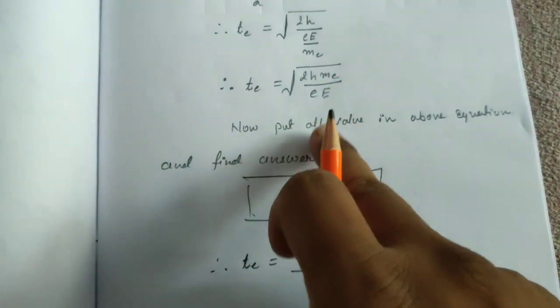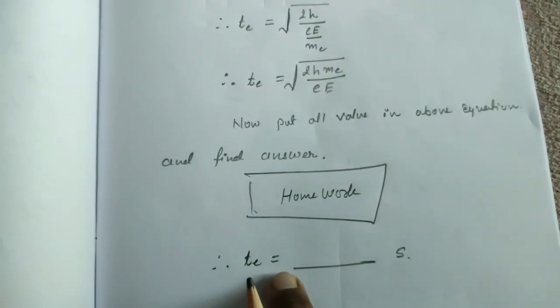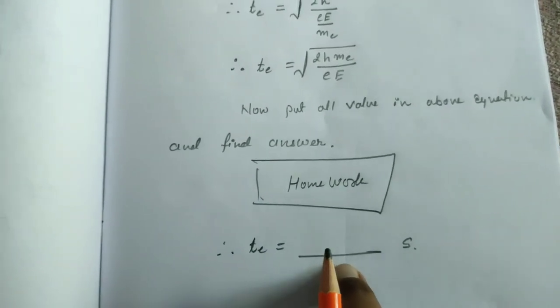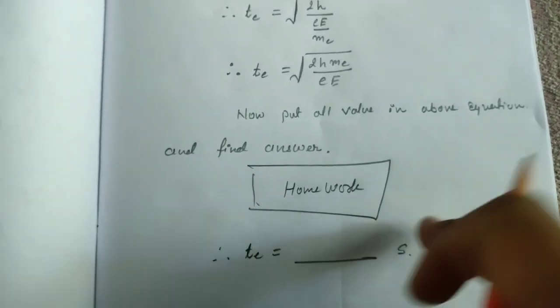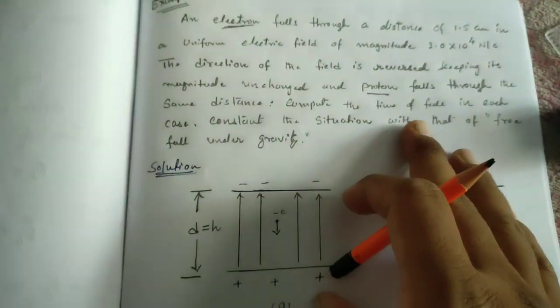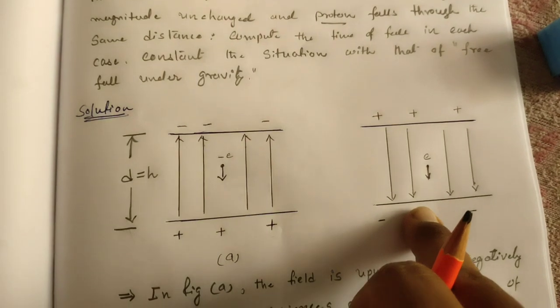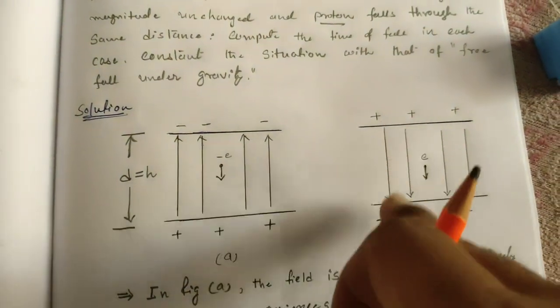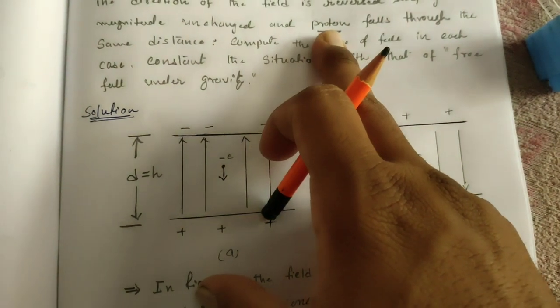And along with the step by step answer I want. That is your homework for today. Whatever answer you get finally, you have to send it to me on my number. Okay, so this is the first equation for the electron. You have to follow a similar thing for the proton. But remember, the proton falls through the same distance, but here the direction of the electric field is reversed. Using this way you have to find the value for the proton also.